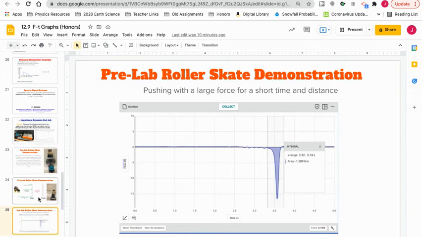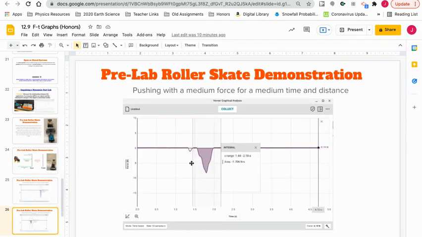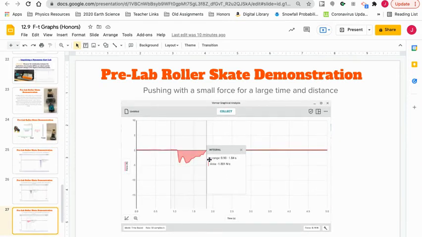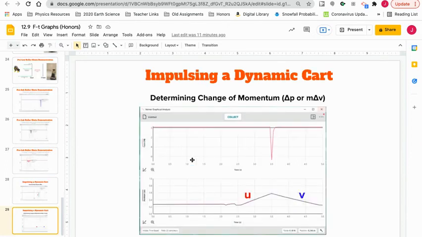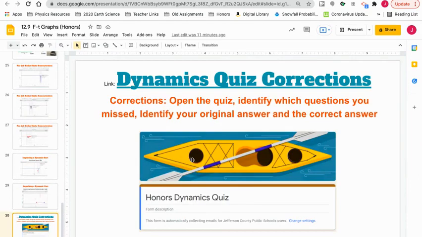This is showing the integral of that large force for a short period of time. This is showing the integral of a more moderate force for a longer period of time, and then a small force for an even longer period of time. And then this gets into the impulsing of the dynamics cart. Again, we'll do this together on Monday. Just come all the way down here, and then we get to the quiz correction.